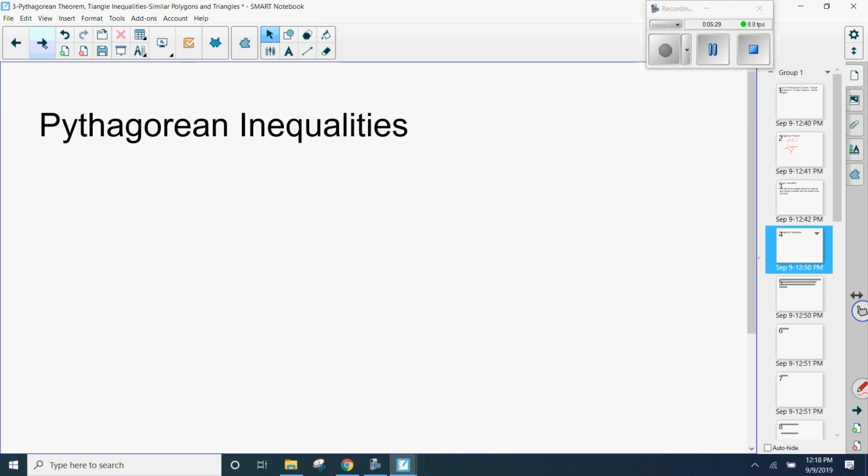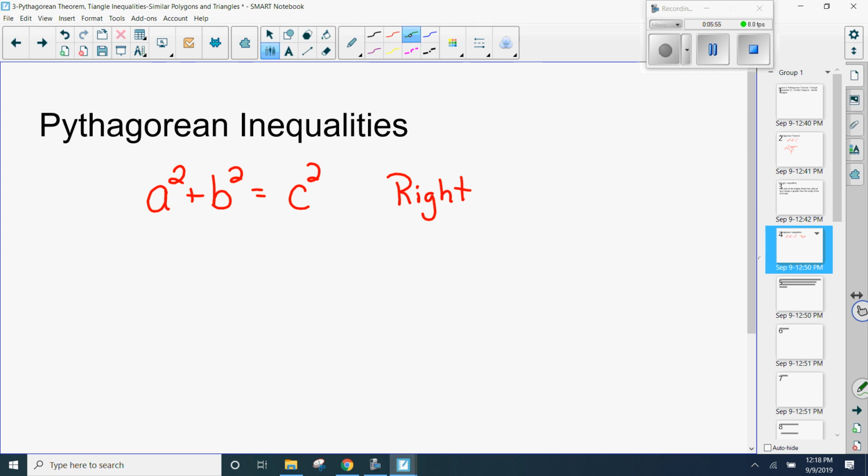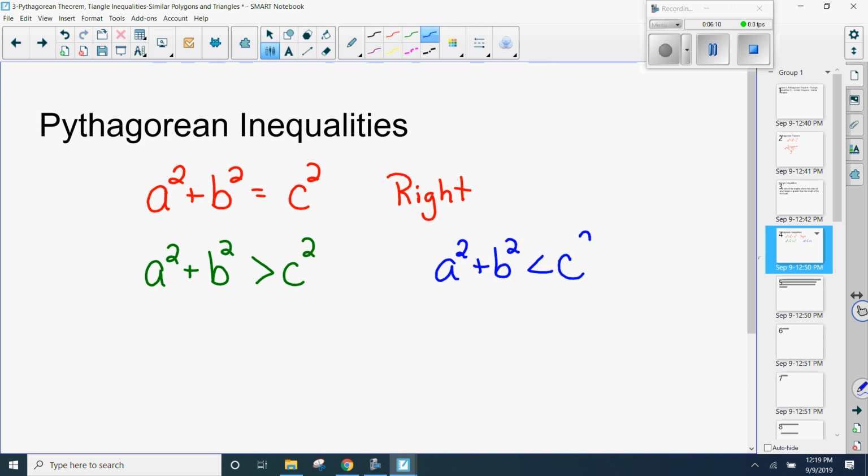Pythagorean inequalities says this, and I don't memorize the formula to decide what it's going to be. I visualize what it's going to be. That's the way I have to do it. So the question is, what happens if a squared plus b squared equals c squared? That's a right triangle. We've had that drilled into our head. But now what happens if a squared plus b squared is greater than c squared? Or what happens if a squared plus b squared is less than c squared?